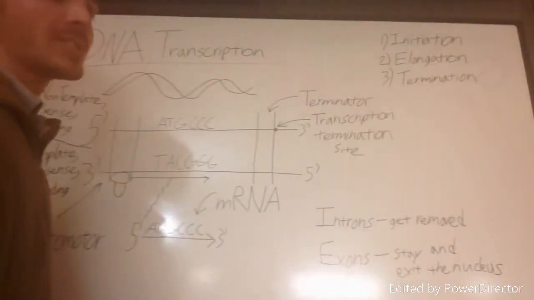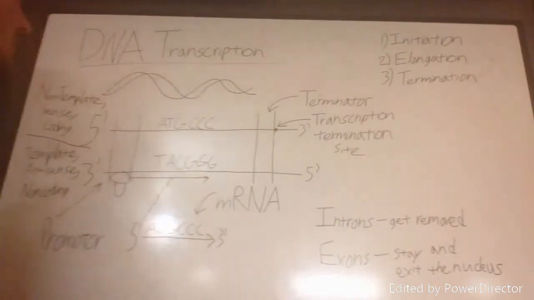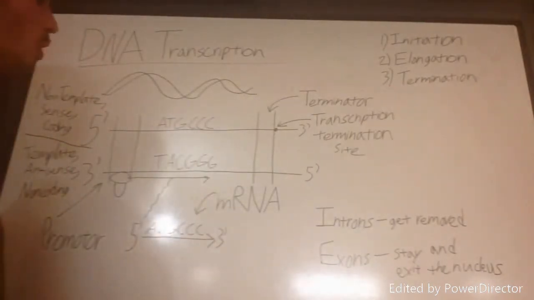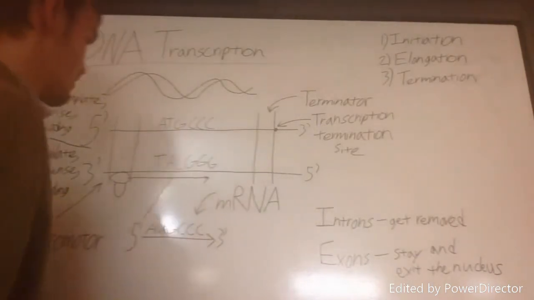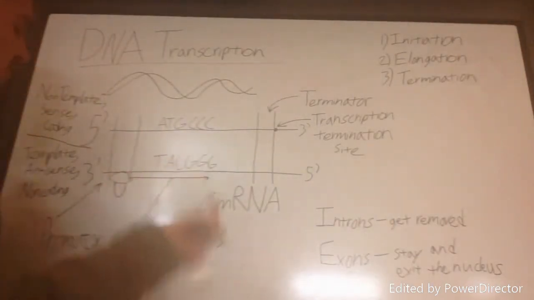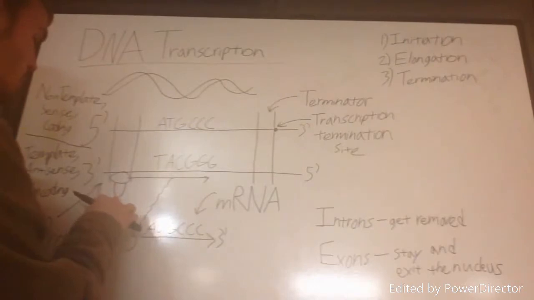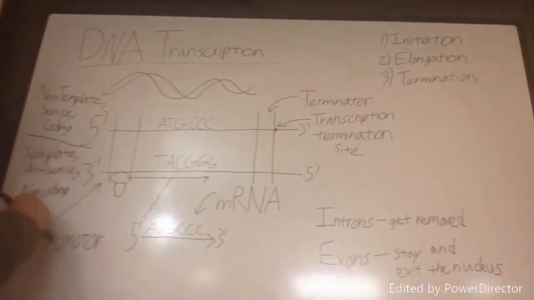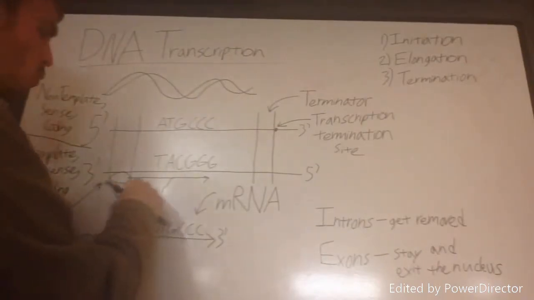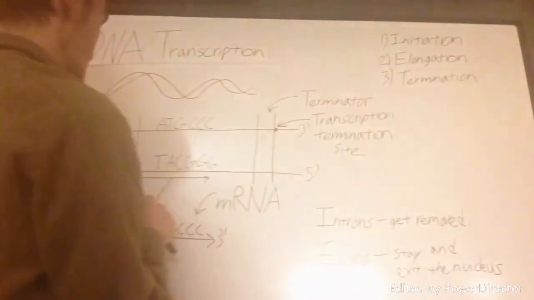Now I'm going to talk about DNA transcription. DNA transcription is making an mRNA transcript from a template strand of DNA. Now to do this, we have a structure called DNA polymerase that binds to a template antisense non-coding strand of DNA and starts reading. This is the initiation step.